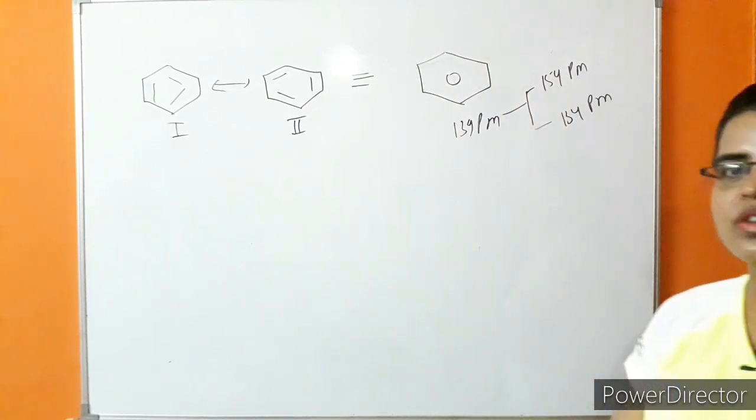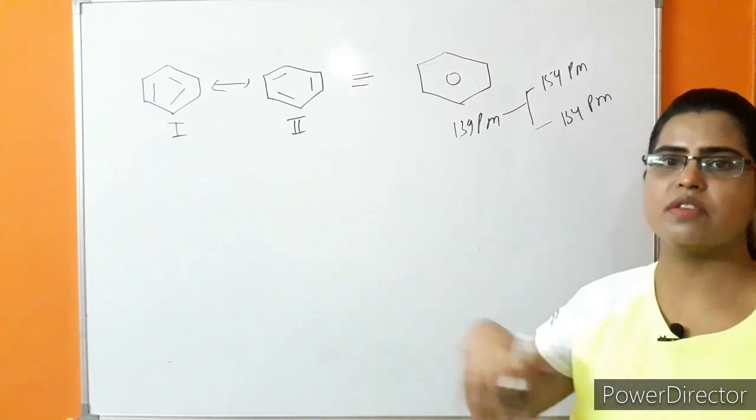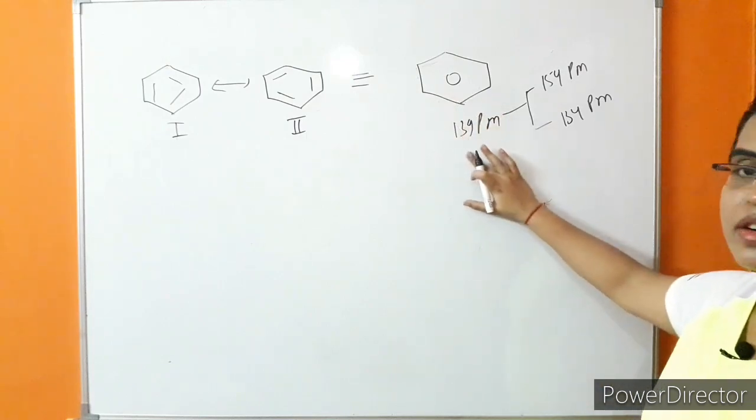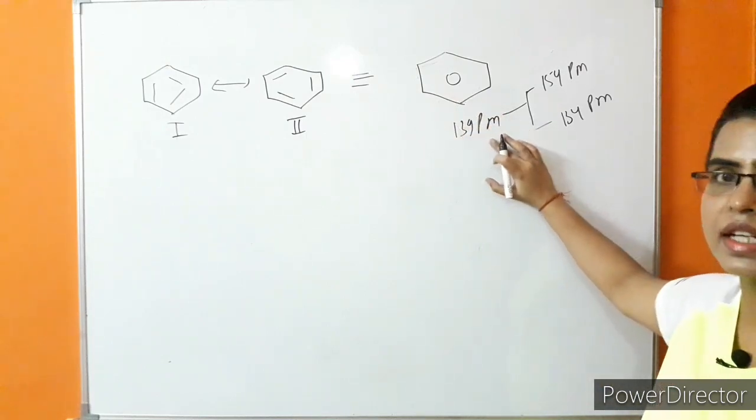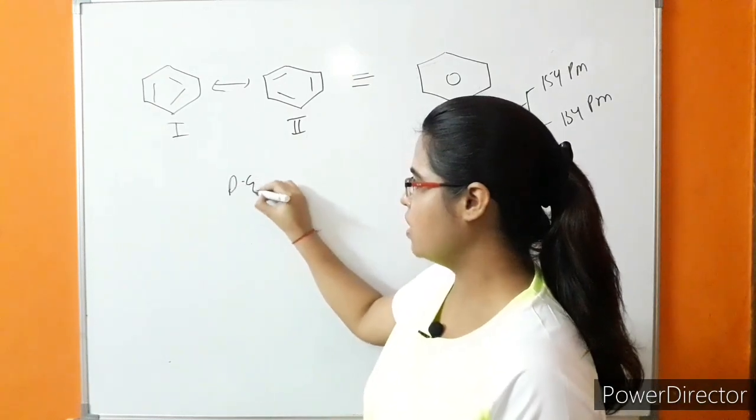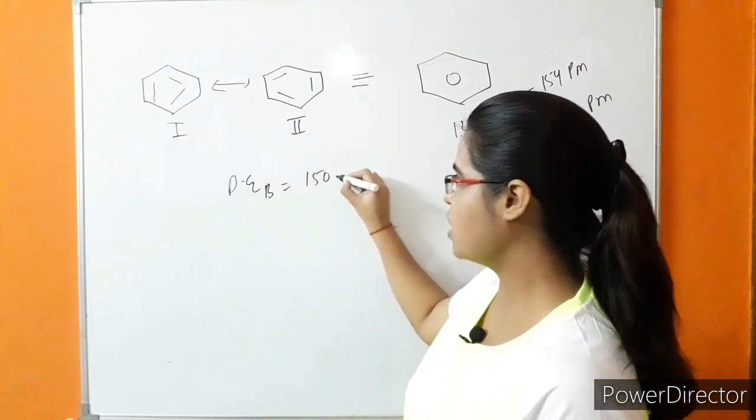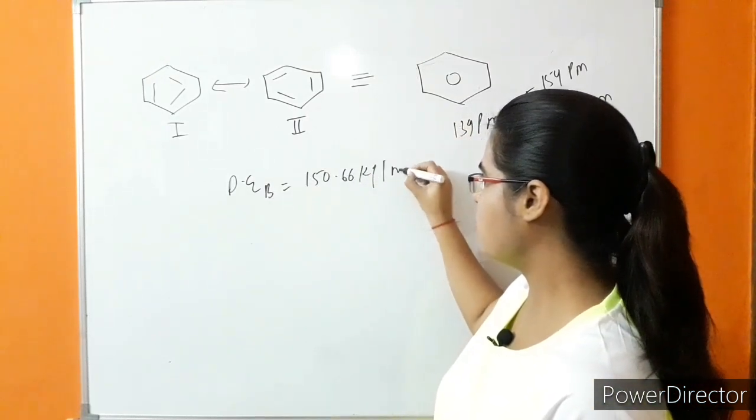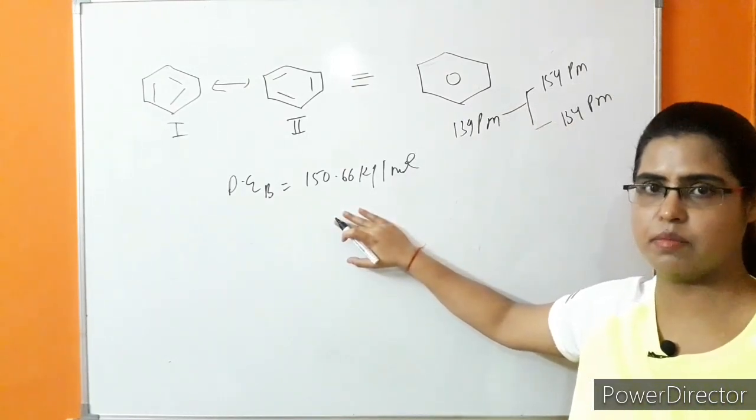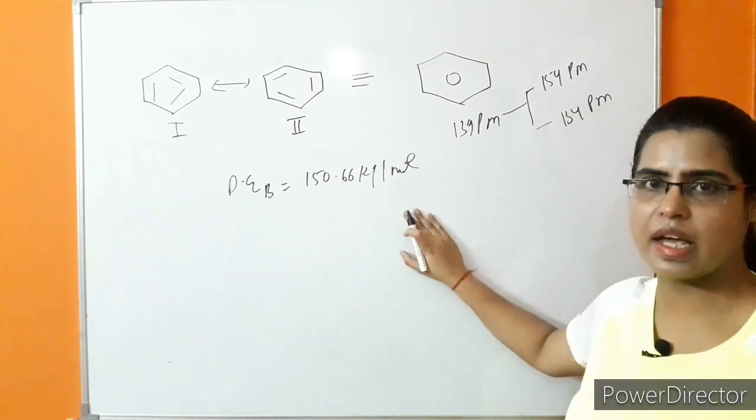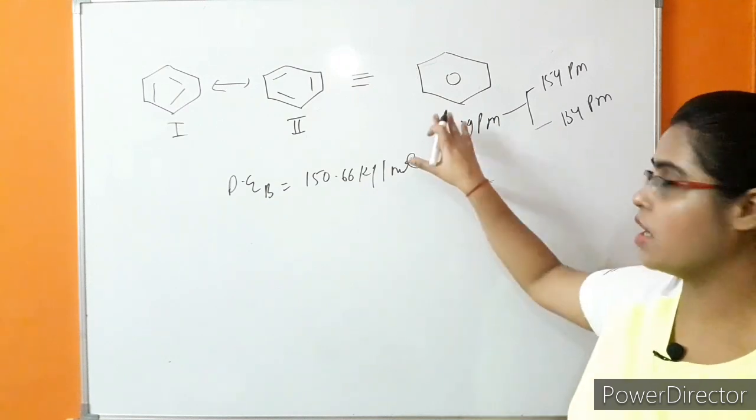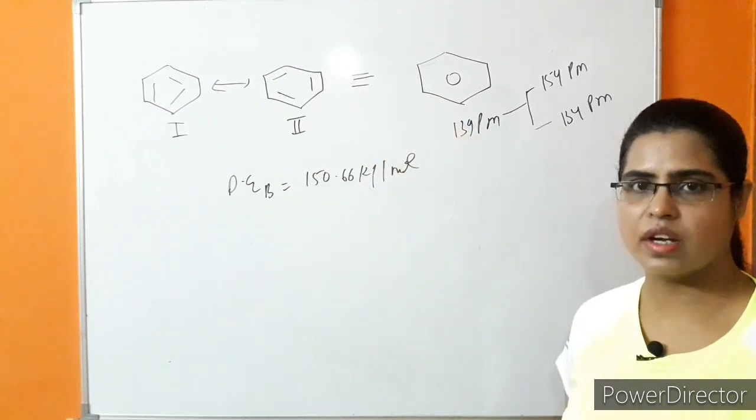It means there is a partial double bond character in each and every carbon-carbon bond that is otherwise a single bond. So because of that, the benzene ring carbon-carbon bond length is 139 picometer, and it is because of the resonance. The delocalization energy of benzene ring is 150.66 kilojoule per mole. Because of this much delocalization energy, benzene ring is highly stable. We know what delocalization energy is: it is the difference between the hybrid and the most stable canonical structure.